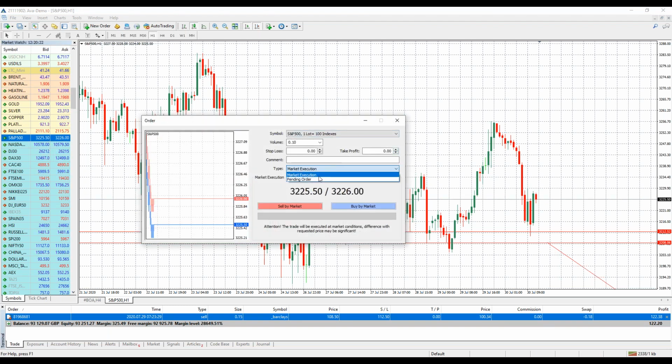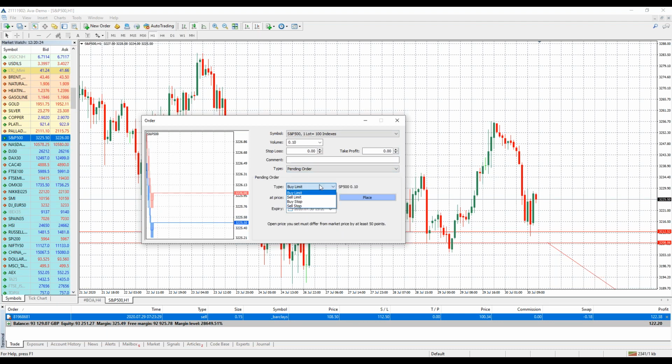So we can go pending order. We can go sell stop. We could say if the price hits 32.03, and you can pick whatever price you'd want. And then I put my stop loss back above, maybe 32.21.